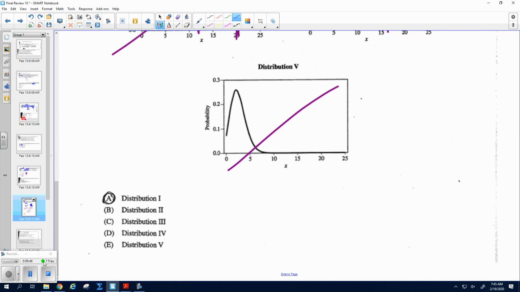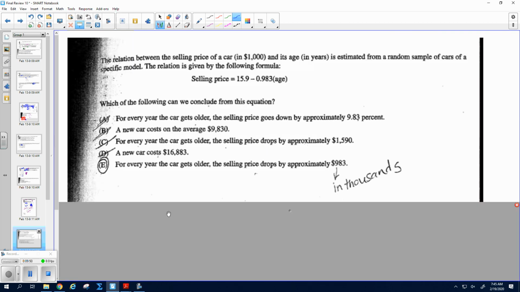Okay, this next one. This is one of the sentences that you really have to know for slope. The correct answer is E. For every year the car gets older, the selling price drops by $983. And the reason we do that is because it does say in thousands. So be sure you're paying attention to that. This one's talking about the y-intercept, so we don't want to use that one. And this one is talking about a percentage.